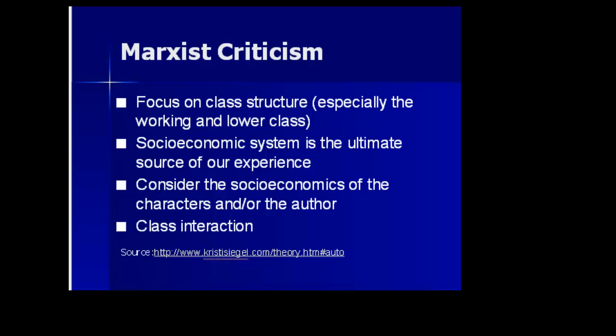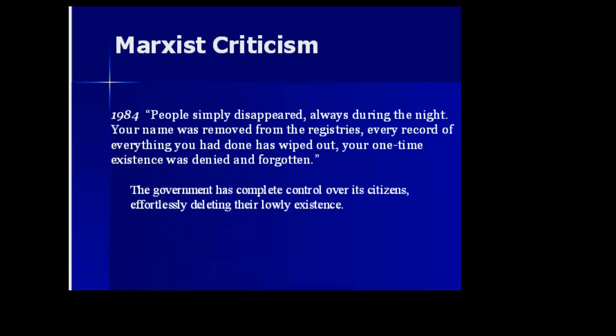So let's take a look at some examples. Here we have in 1984, people simply disappeared, always during the night. Your name was removed from the registries, every record of everything you had was wiped out, your one-time existence was denied and forgotten. So a sentence under a Marxism critic would read as, the government has complete control over its citizens, effortlessly deleting their lowly existence. And then one could give some examples, perhaps citing this quote from 1984 by George Orwell.